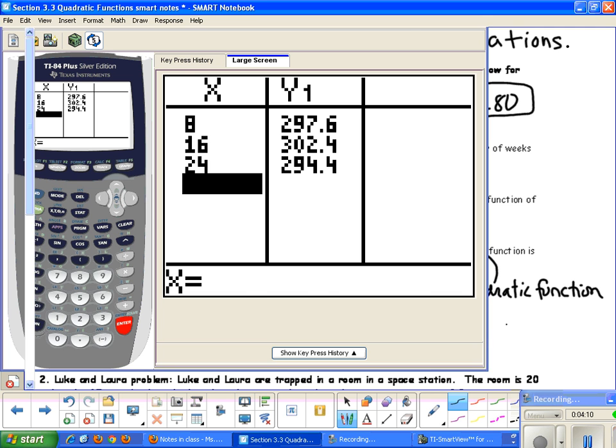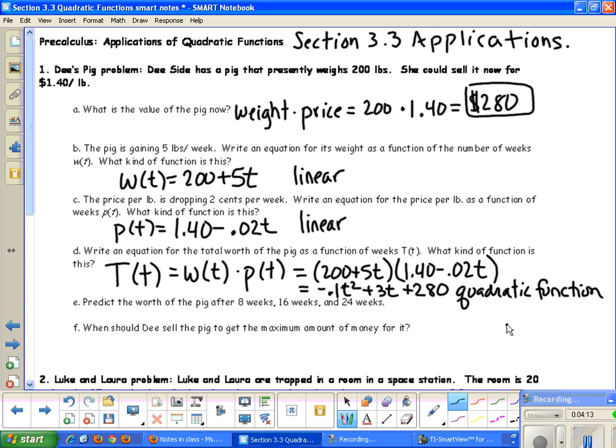So if I go back to my sheet here, I'm going to add 8 weeks. We have $297.60. So 16 weeks, we have then $302.40. And then at week 24, the total is going to be $294.40.